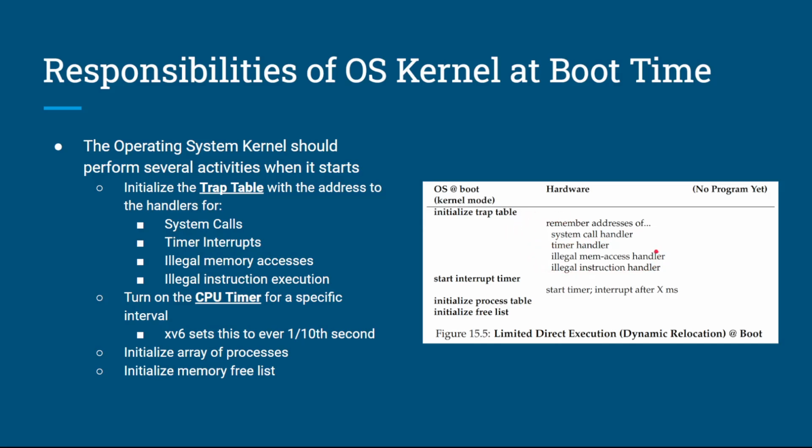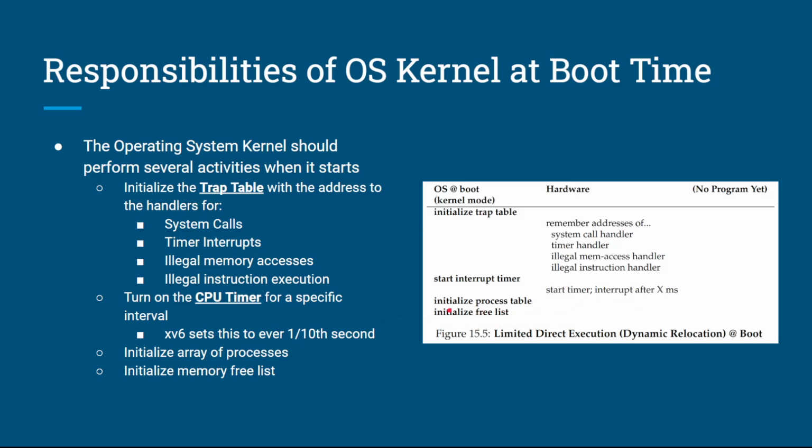Once the trap table is initialized, then the operating system can start the timer. The timer for XV6 is initialized for every 1/10 of a second. And actually, this timer is set differently for every operating system and every type of scheduler. So for our operating system, every 1/10 of a second. Other operating systems don't set a timer this frequently or do it differently.